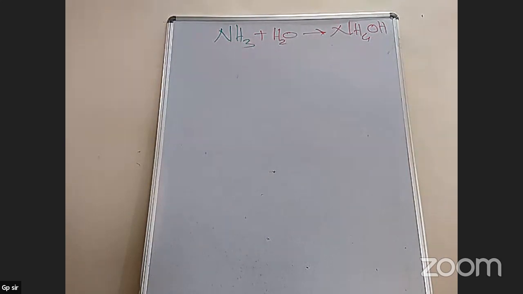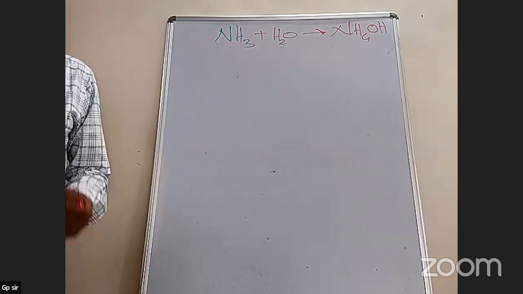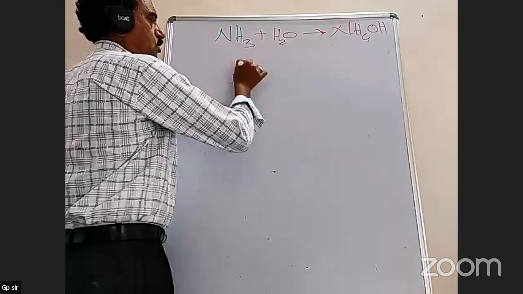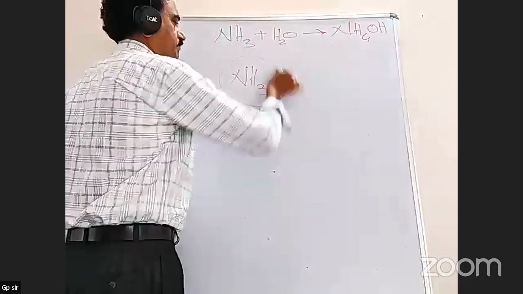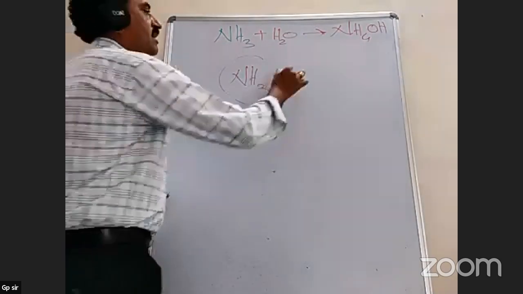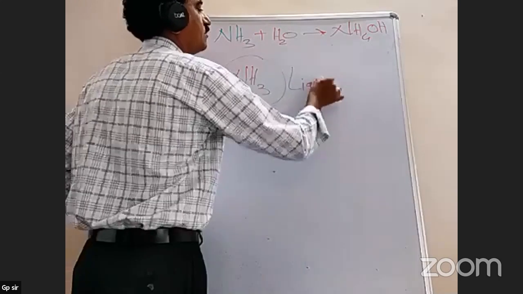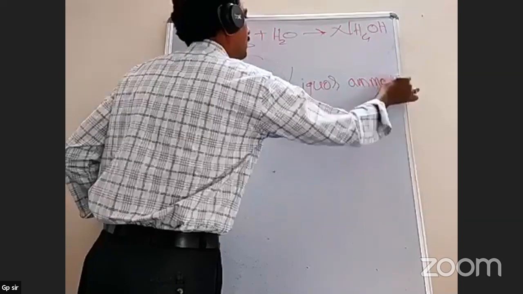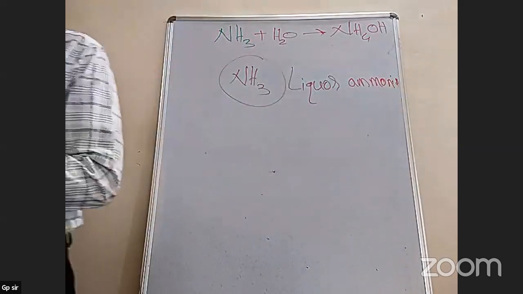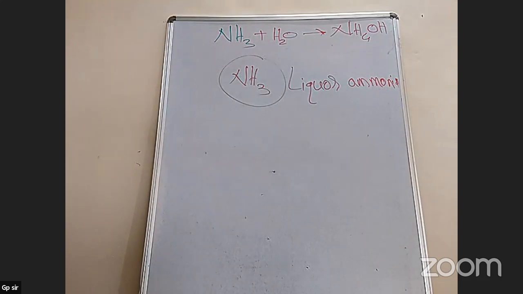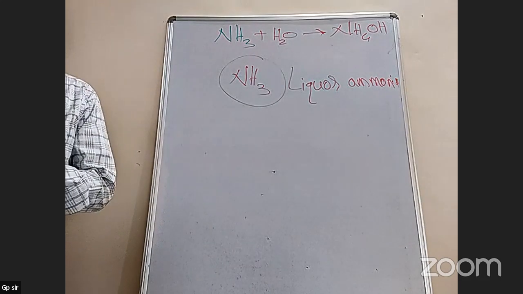Now about the strong solution of liquid ammonia. A very strong solution of ammonia is called liquor ammonia. Liquor ammonia is a highly concentrated solution of ammonia in water.